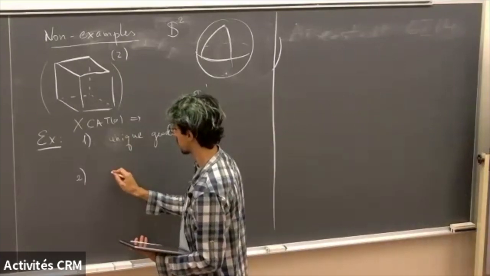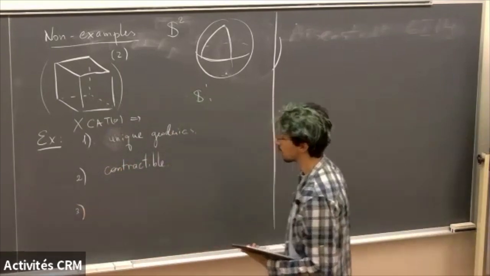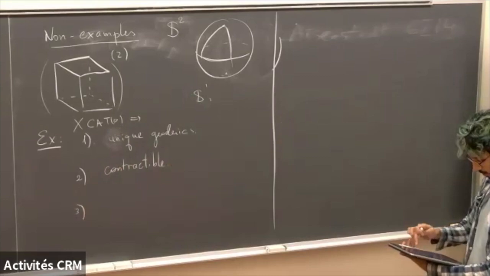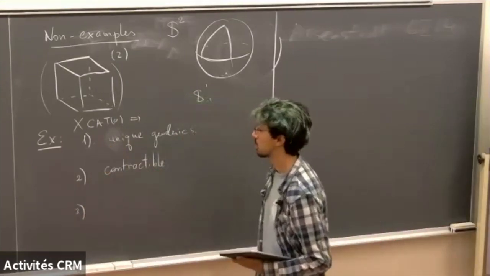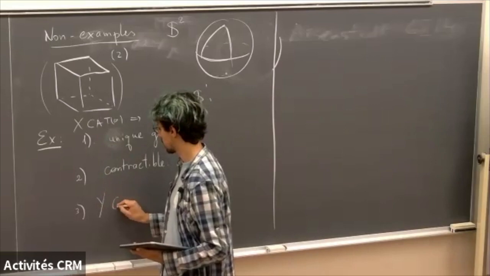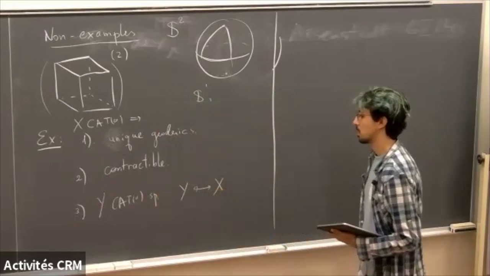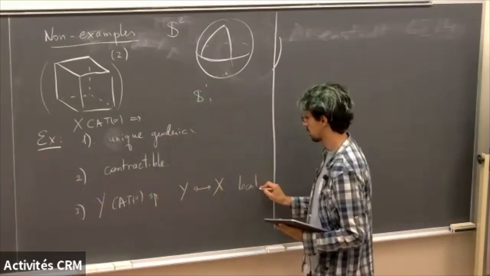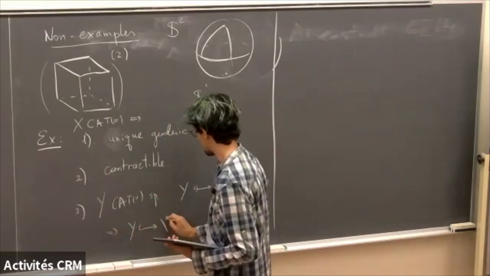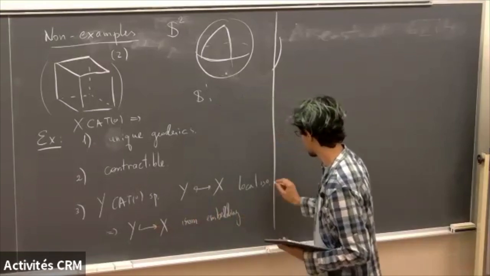A CAT(0) space is contractible. Okay. And another exercise, maybe a generalization. If I have a CAT(0) space X and I have a map from Y to X, which is a local isometry, then it is in fact an isometry. Isometric embedding.